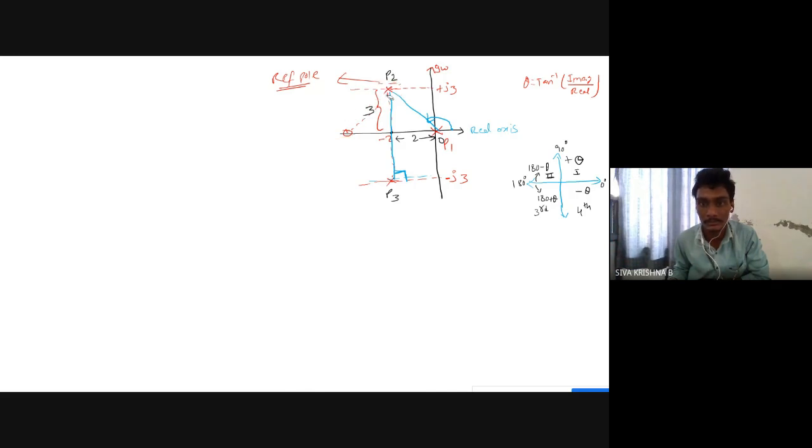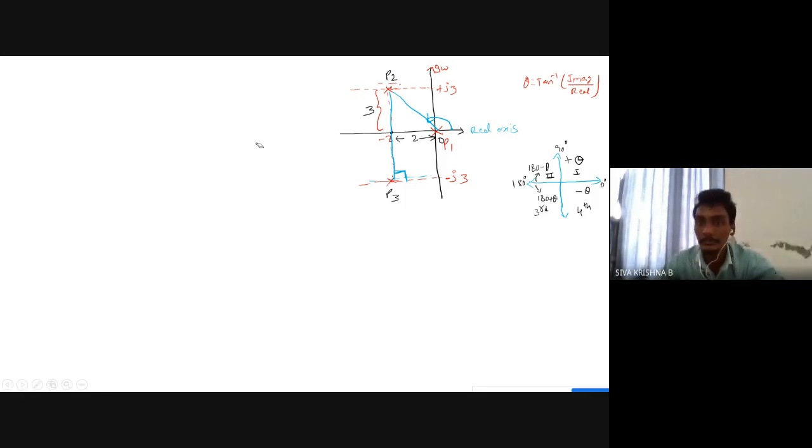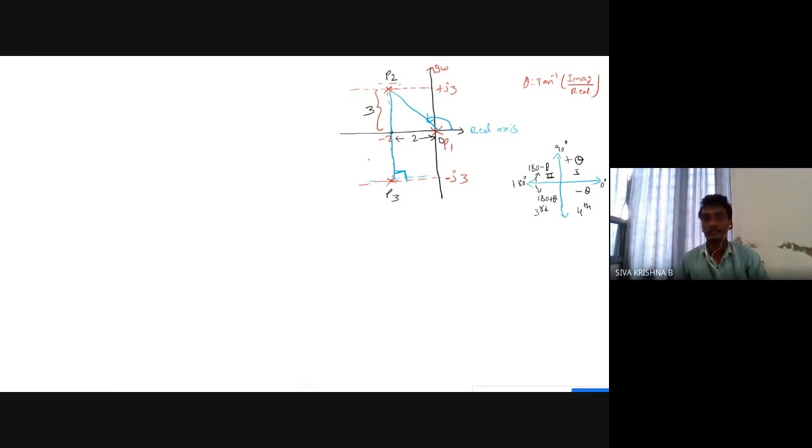In this problem, how many poles are there to find the angle for? You have two poles, P1 and P3. I am assigning this as theta 1 and this as theta 2. From P2 to P3, what is this angle? Can anyone identify whether it is 0, 90 or 180 degrees? 90. Very good, 90.